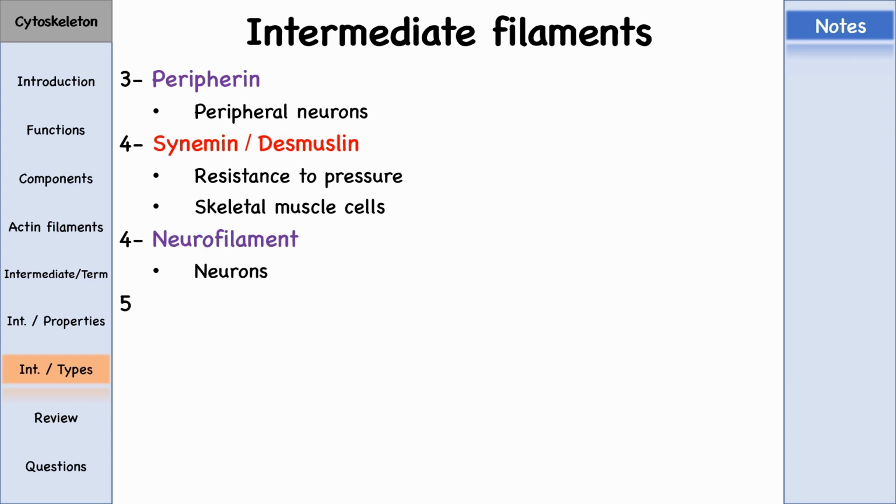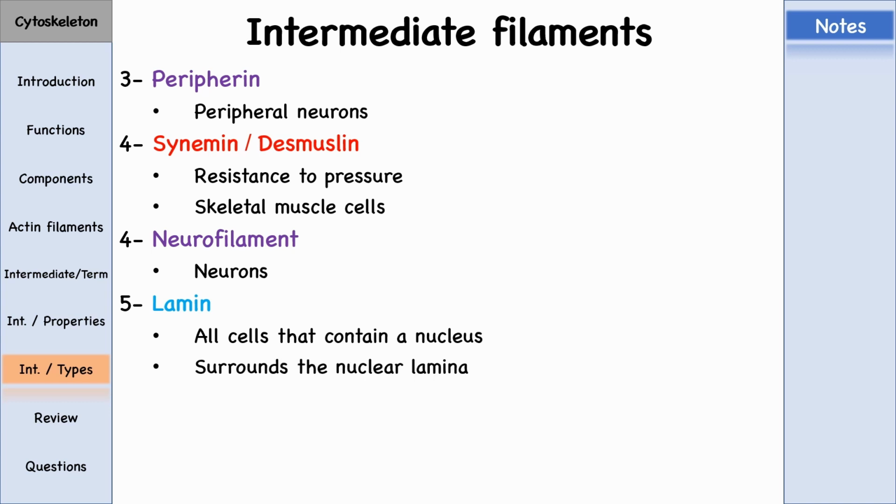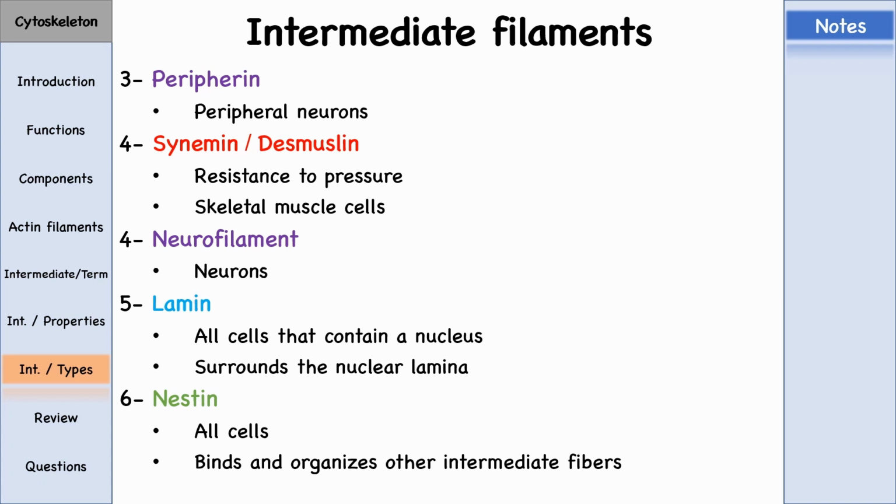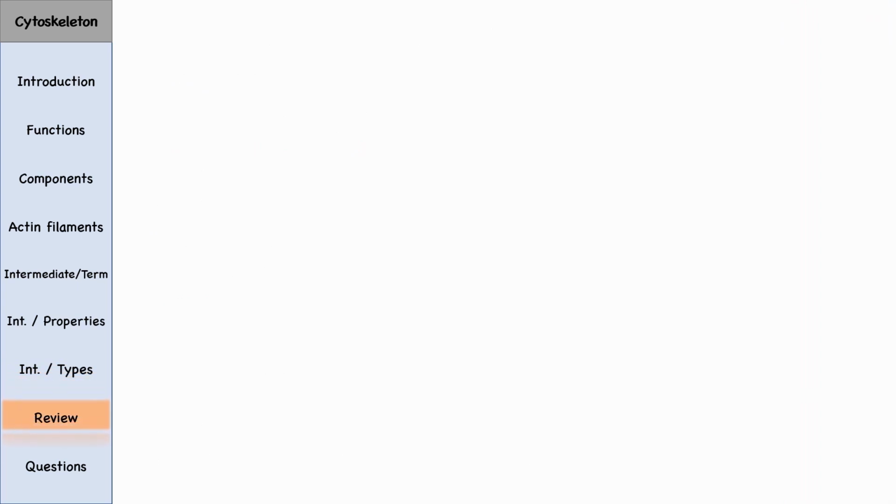And the fifth type is lamin, which is present in all cells that contain a nucleus. It is the fiber that surrounds the nuclear lamina. The sixth type, which is also present in all cells, is nestin, which binds and organizes other intermediate filaments. This was the first part of the cytoskeleton lesson. Now let's do a quick review.